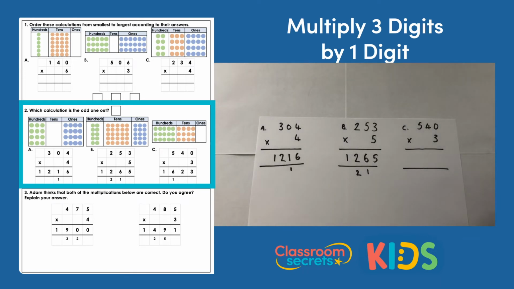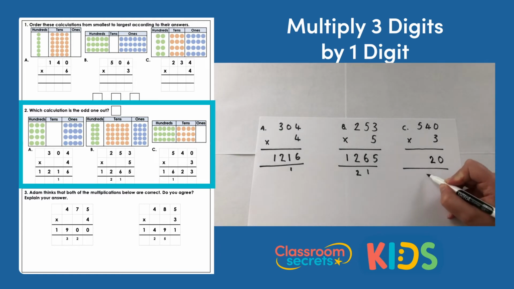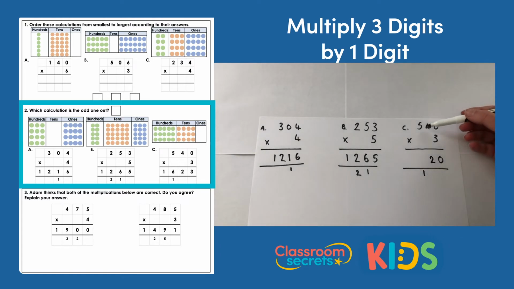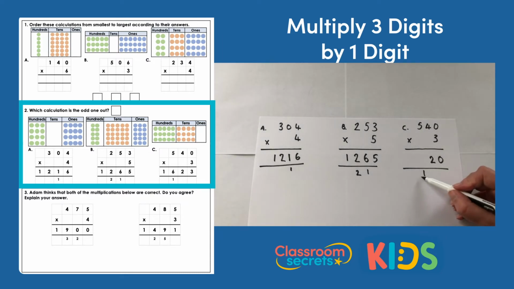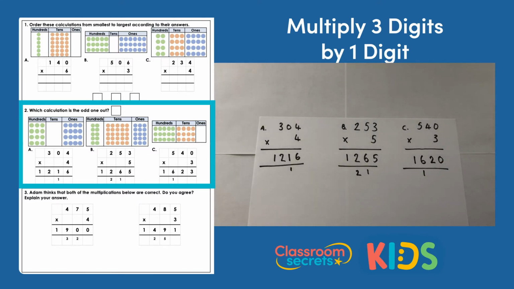The final calculation, calculation C, is 540 times 3, so 0 times 3 is 0, 40 times 3 is 120, I'll place my tens there, my 100 is exchanged, and then 500 times 3 is 1,500, plus my extra 100, so 1,600. And I can see that's where the odd one out is, because on the calculations on the worksheet, we have 1,620. So my odd one out is calculation C.